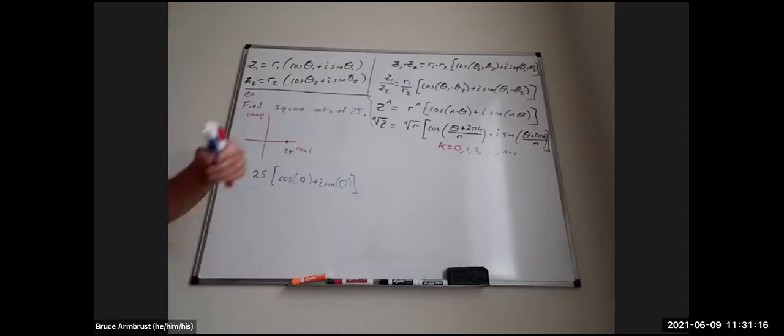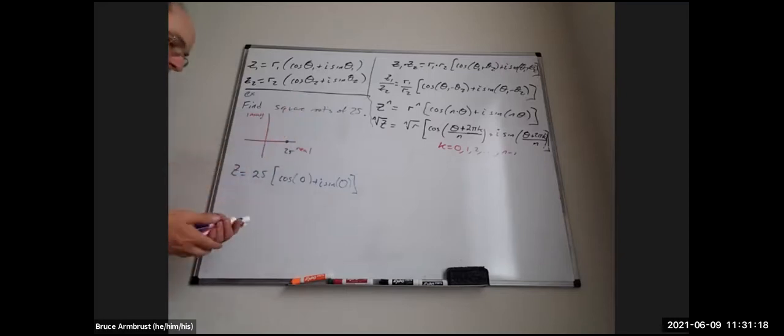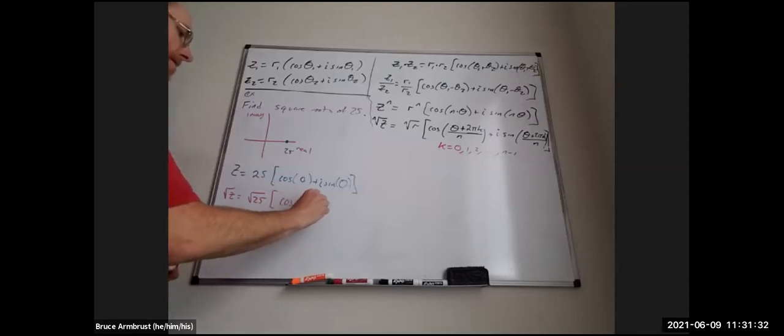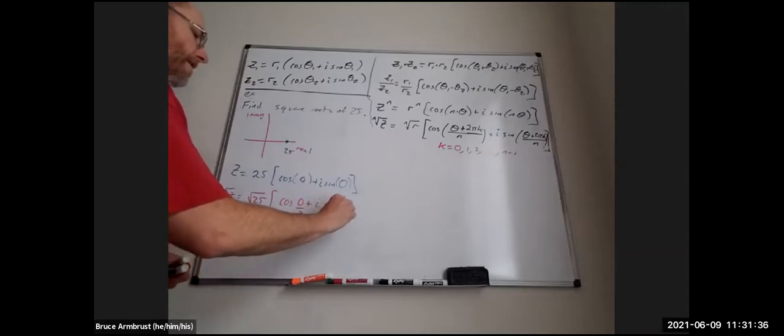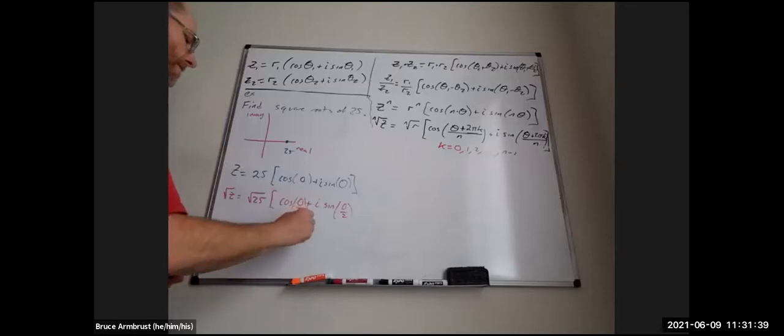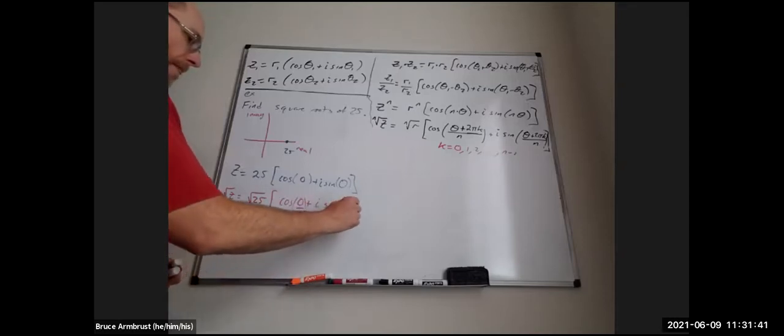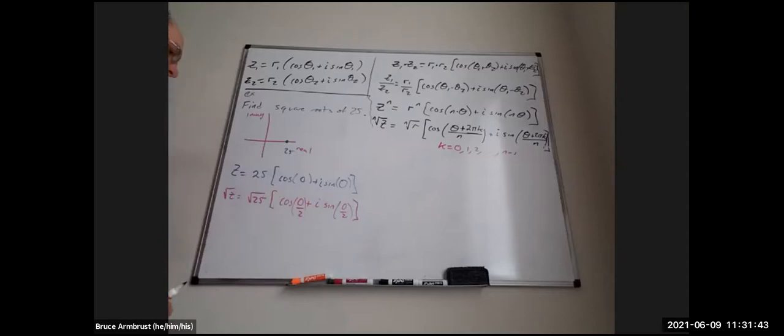All right, so here's what we're going to do to get our square roots of 25. The square root of 25, so the square root of z, is going to be the square root of 25 times cosine of 0 divided by 2, plus i sine of 0 divided by 2. And this is going to be the first of those roots.